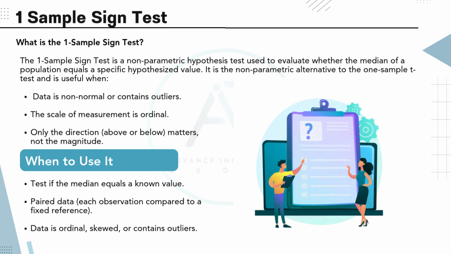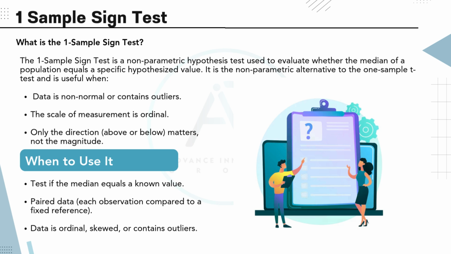In other words, this test ignores the magnitude of the differences and just considers the sign, whether the data point is higher or lower than the reference. When to use it? You should consider the one-sample sign test when you're testing if the median equals a specific benchmark. For example, checking if the median turnaround time equals 5 days.